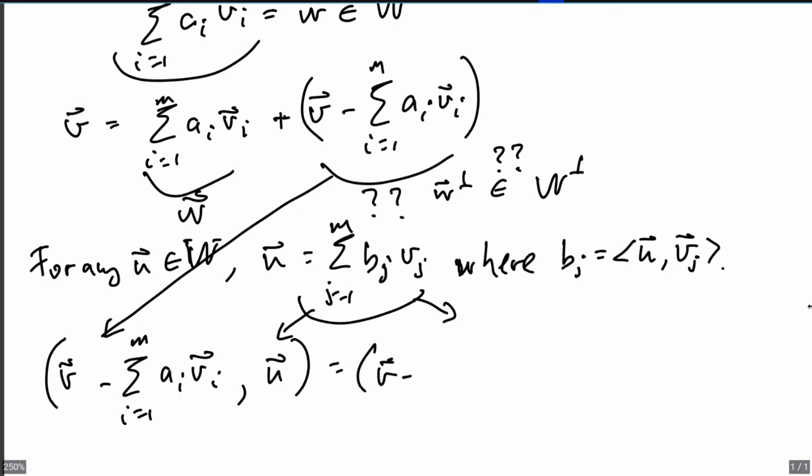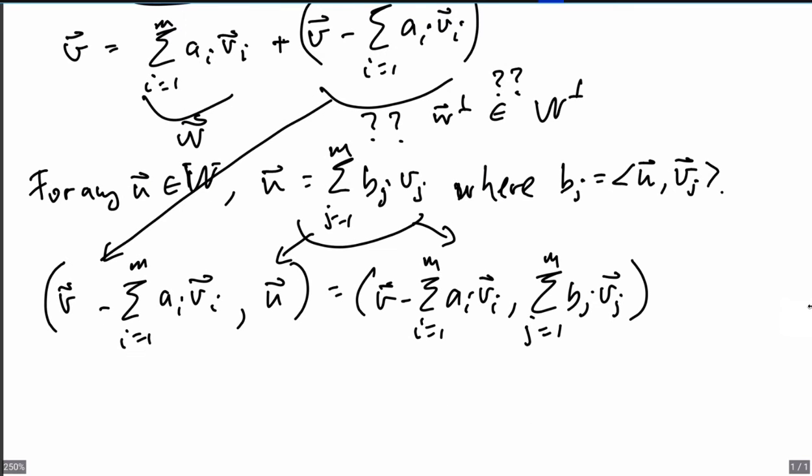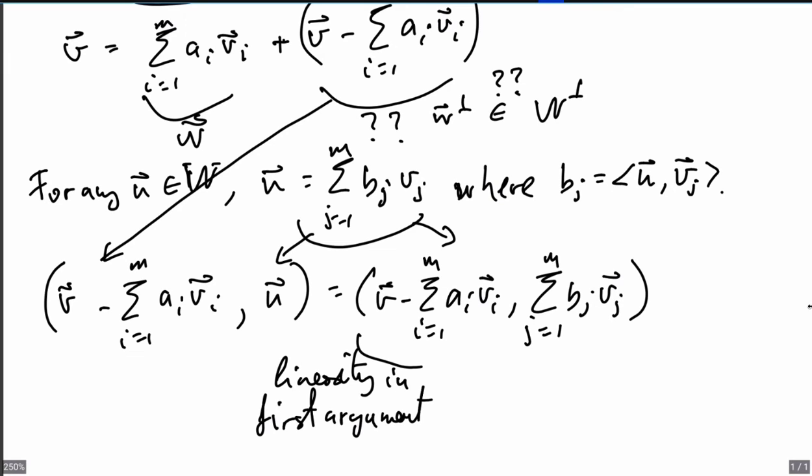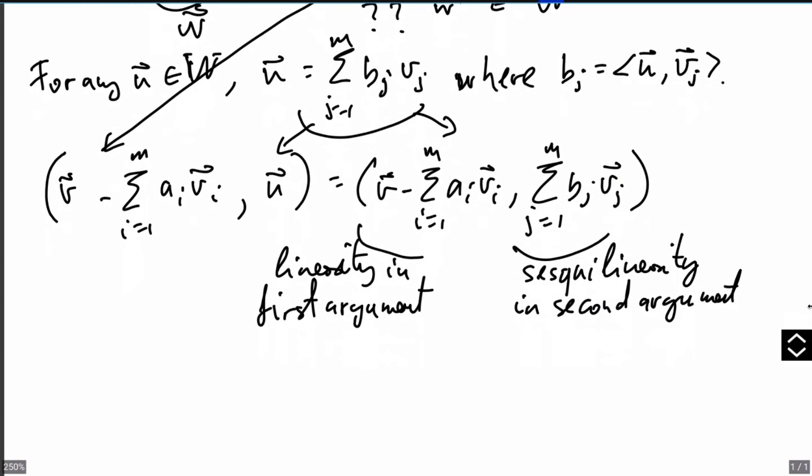That's V minus the summation of a_i v_i, and the vector u is the sum of b_j v_j, with j going from 1 to m. Then we use linearity in the first argument. And now we have to use the so-called sesquilinearity in the second argument, which means that these b_j multipliers can be brought out as a complex conjugate from inside the second argument. And also we can take it term by term.